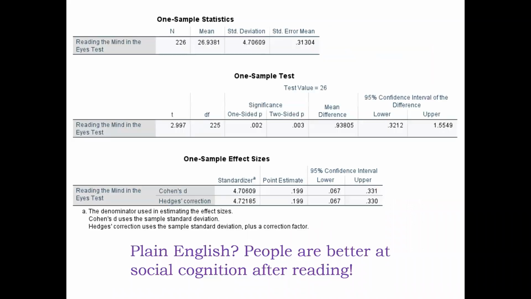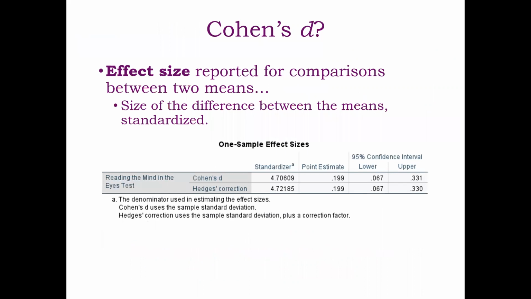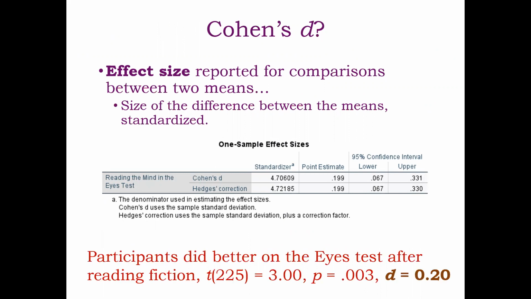In plain English, people are better at social cognition after reading. All right, again, Cohen's d is the effect size reported for comparisons between two means. It's just the size of the difference between the means standardized, okay? So our full reporting formally would be participants did better on the EYES test after reading fiction, t parentheses 225, which is the degrees of freedom, equals 3, p equals 0.003, and d equals 0.20. Okay, there you go.